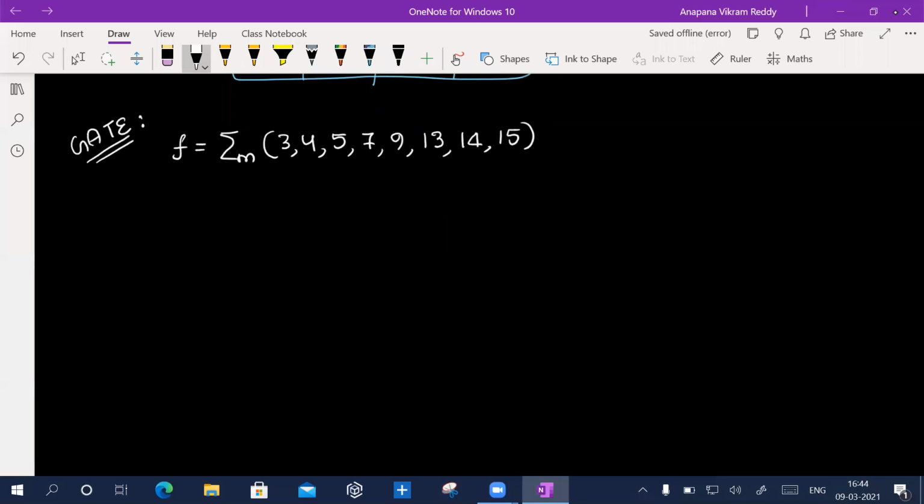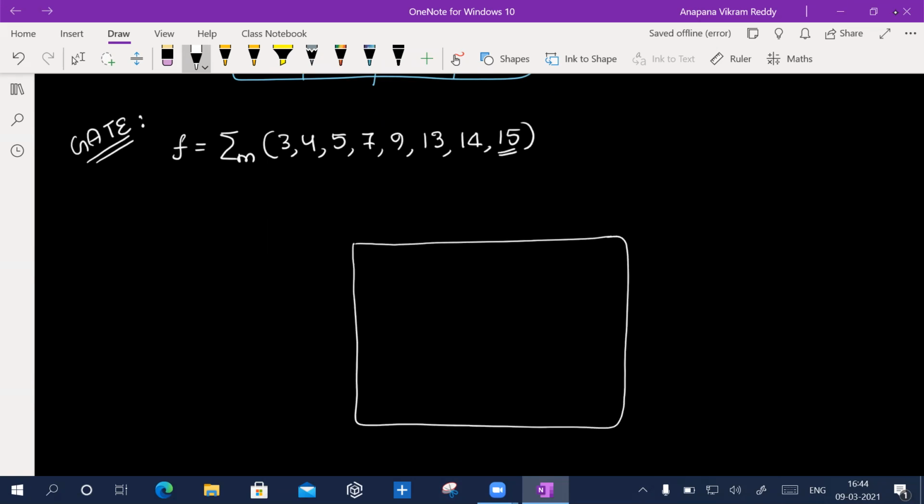You can do this. So the maximum digit is 15. So you have 4 variables. Okay. I have 4 variables. That means I have 16 cells.